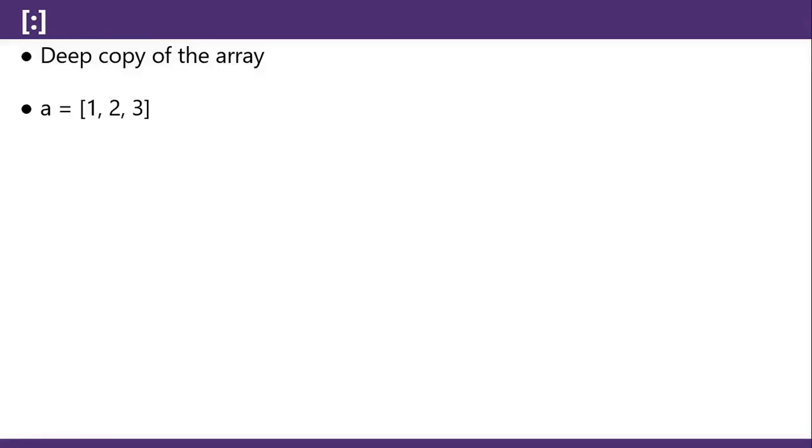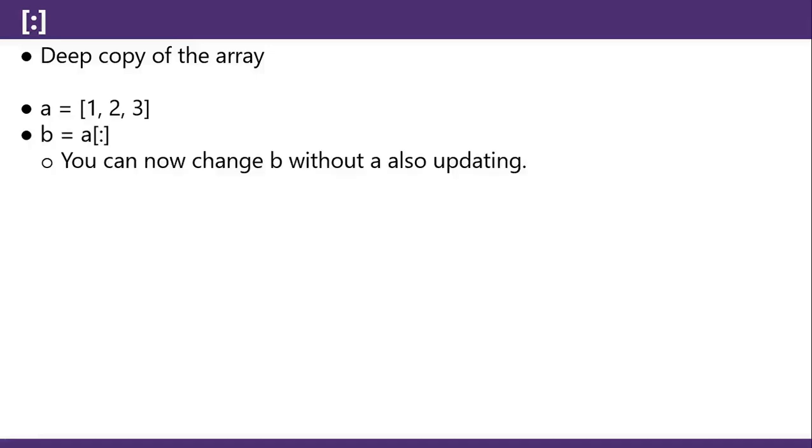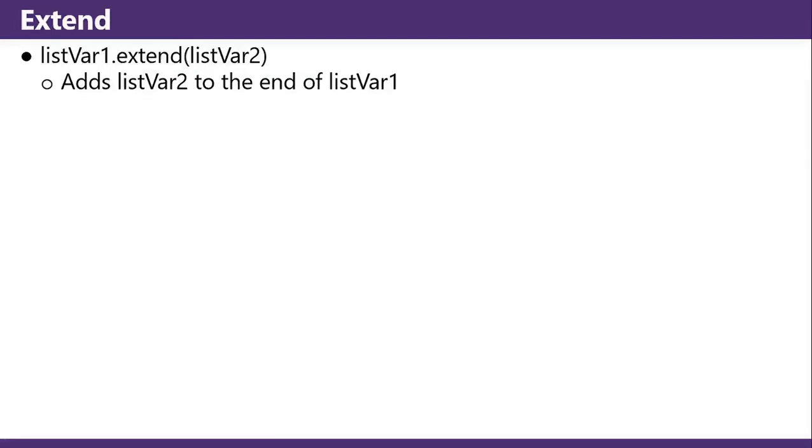Deep copy of the array. a = [1, 2, 3], b = a[:]. You can now change b without a also updating. Extend. list_var1.extend(list_var2) adds list_var2 to the end of list_var1.